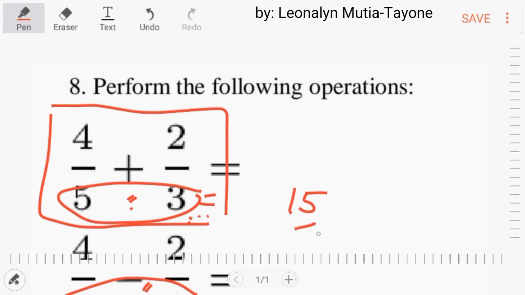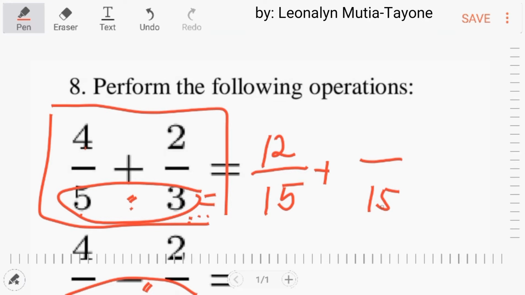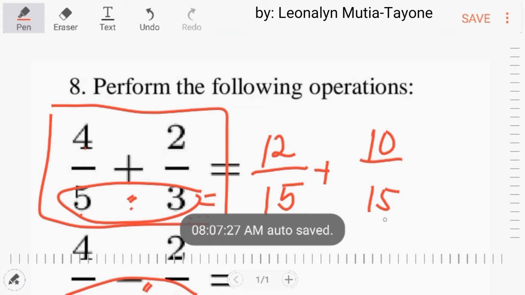Now, 15 divided by 5 and that is 3. 3 times 4 is 12. So, that means 4 over 5 is equivalent to 12 over 15 plus. Now, the denominator is 15. 15 divided by 3 is 5. 5 times 2 and that is 10. So, that means 2 over 3 is equivalent to 10 over 15.